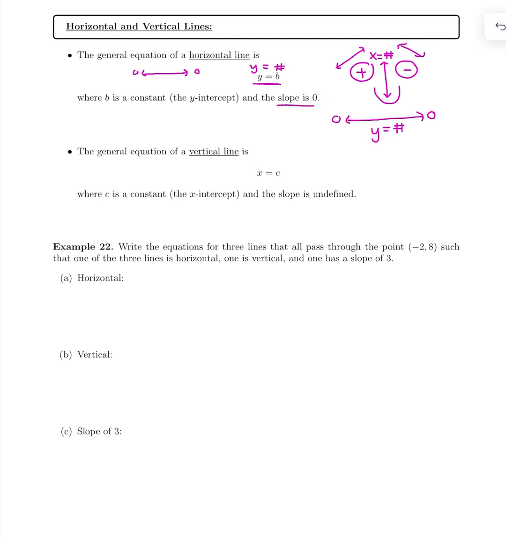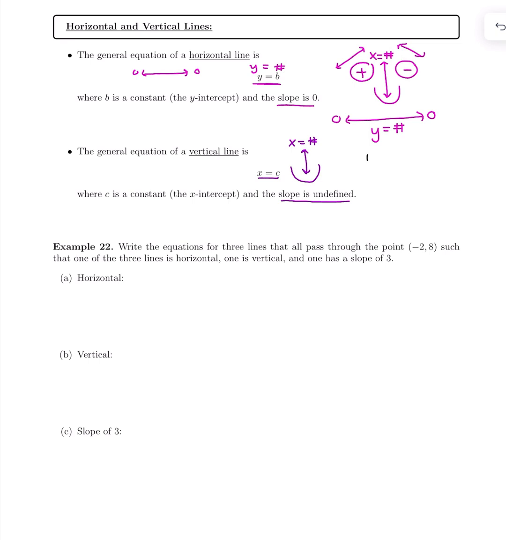Versus a vertical line is always going to be X equals a number. That says X equals C, some constant. And the slope is undefined. We get our U nose. So we're going to practice this. Let's do a couple horizontal and vertical lines.